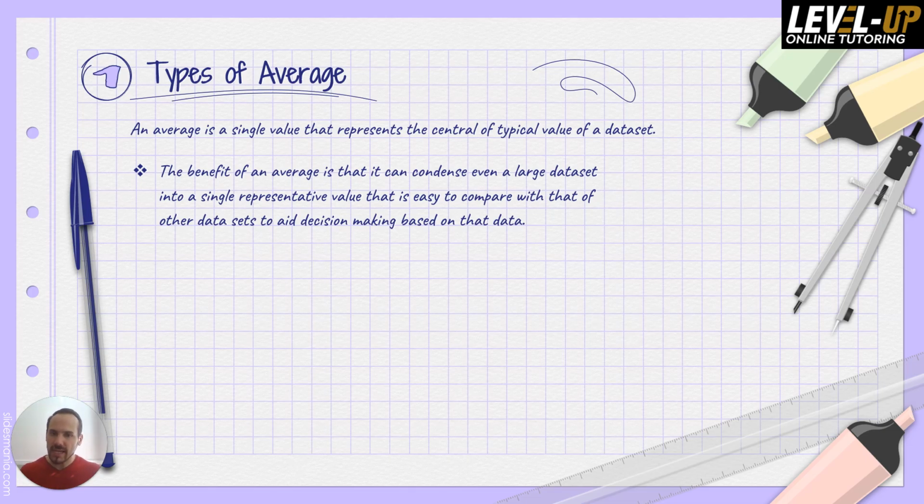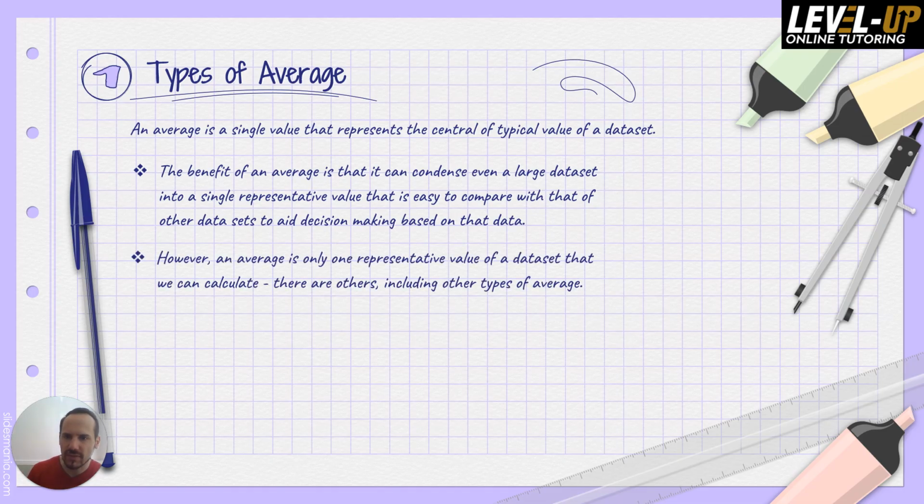So the benefit of an average is that it can condense even a very large data set. We can get a single data point that is representative of that whole data set, and so it's very easy. Like say if we collected data on different schools, for example, and you've got data on one school and another school and another school, and you don't want to necessarily compare the entire data set of those different schools. You might have a single average that's representative of those data sets of each school, and you could compare those, and it can be a lot easier to make those comparisons and then therefore make decisions based on those comparisons. So that's the benefits of an average.